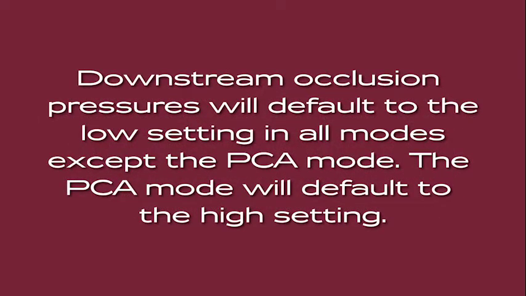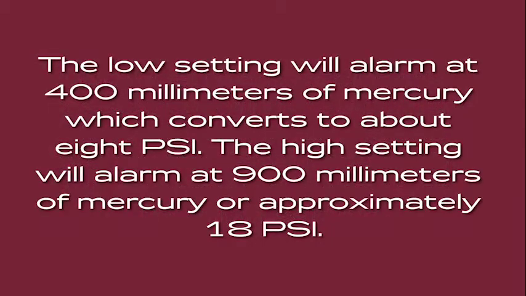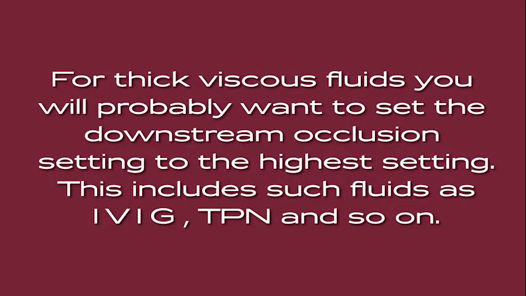Downstream occlusion pressures will default to the low setting in all modes except the PCA mode. The PCA mode will default to the high setting. The low setting will alarm at 400 millimeters of mercury, which converts to about 8 psi. The high setting will alarm at 900 millimeters of mercury, or approximately 18 psi. For thick, viscous fluids, you will probably want to set the downstream occlusion setting to the highest setting. This includes such fluids as IVIG, TPN, and so on.